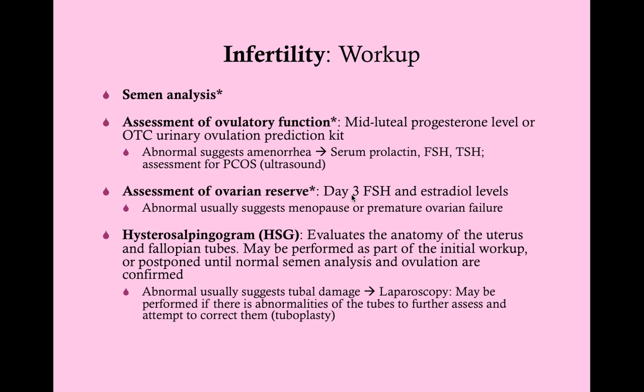So remember that FSH, what do we expect that to do? When you hit menopause, does FSH go up or down? If you stop ovulating, you hit menopause or premature ovarian failure, is FSH going to go up or down? So FSH is going to go up. FSH goes up when you hit menopause. And the reason is because that follicle makes estrogen.